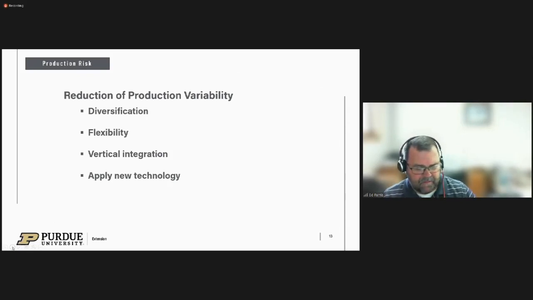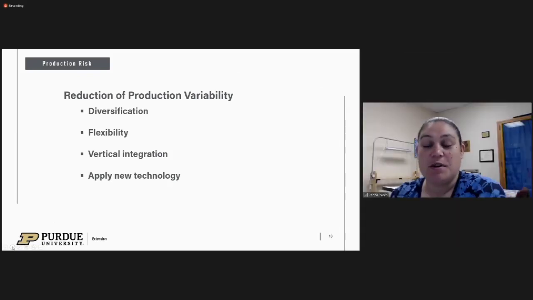So as a reminder, we're going over the 3 strategies that can be used to help deal with production risk. And again, those strategies were to mitigate risk through management practices, reduce production variability, and transfer some or all of the risk. So far, we've not talked about reducing production variability, and that's what we're going to do here. Production variability focuses on reconfiguring the operation while maintaining flexibility. We can do this by diversification, flexibility, vertical integration, and applying new technology. And we'll talk about each one of those in a little bit more detail.